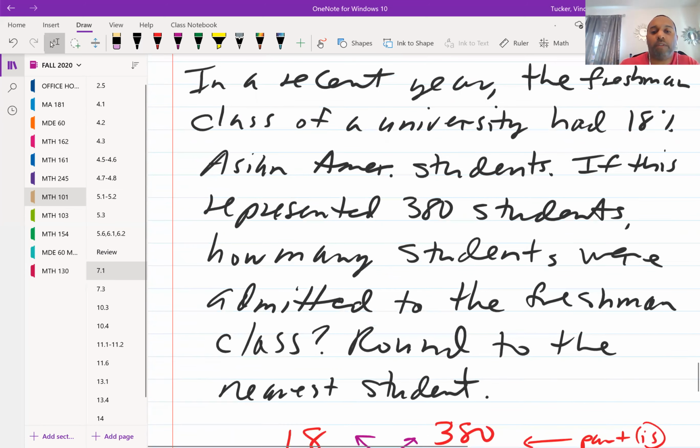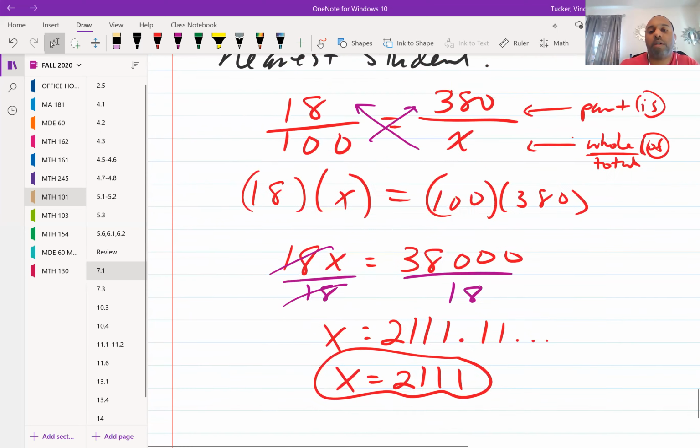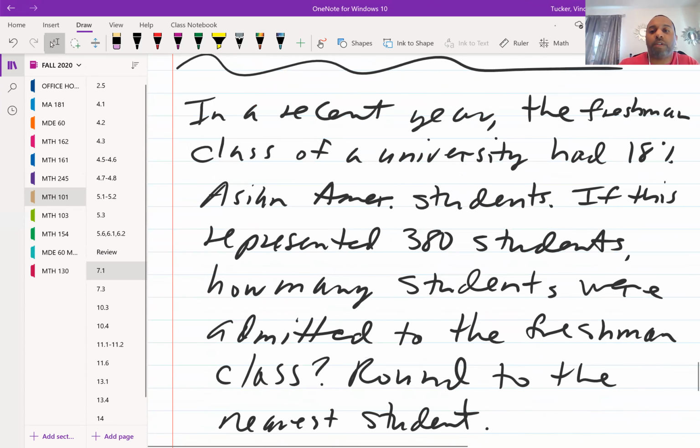All right, do you have any more word problems after this? Okay. All right, so in a recent year, the freshman class of a university had 18% Asian American students. If this represented 380 students, how many students were admitted to the freshman class? And it says round to the nearest student. Give you a chance to write that.